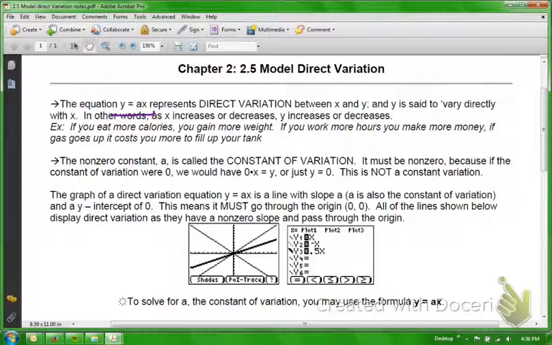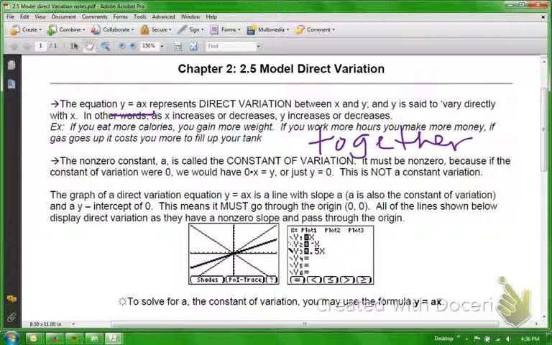What it means in English is if x increases, y increases. Or if x decreases, y decreases. They do it together, so they're in conjunction. Some real life examples of this are if you work more hours, you make more money. If the cost of gas goes up, it costs more to fill your gas tank. They both change together at the same time.